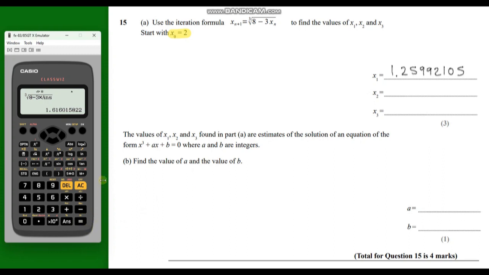Now all I need to do is press equals and it gives me my next iteration. And the reason why it does that is because this answer is put back into here. So when I press equals, now it's working out this. It looks like the same formula, but the answer's changed. So this is my x2 value.